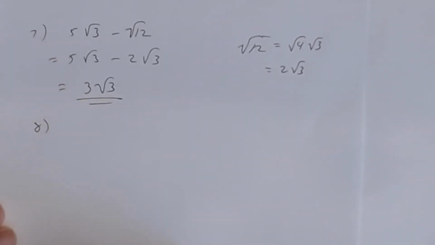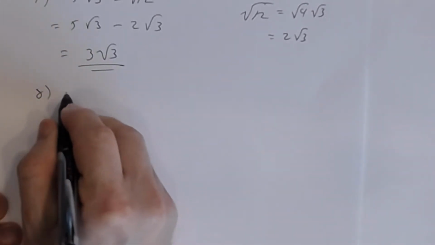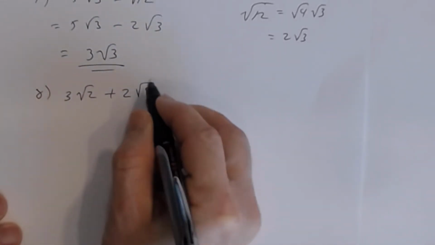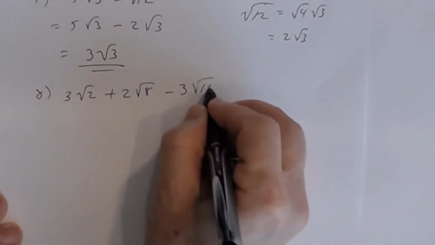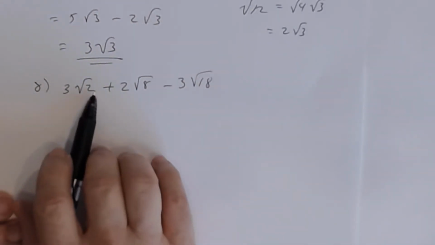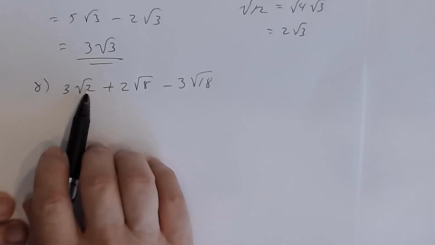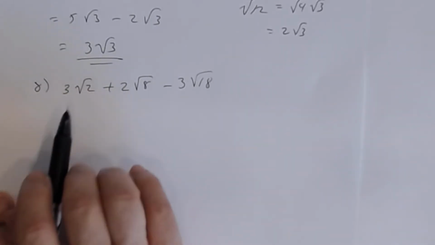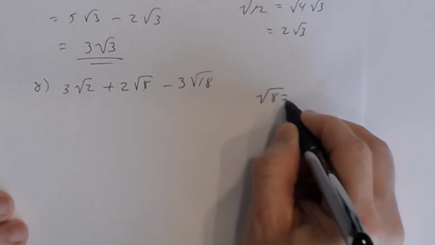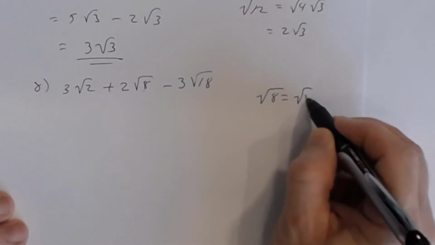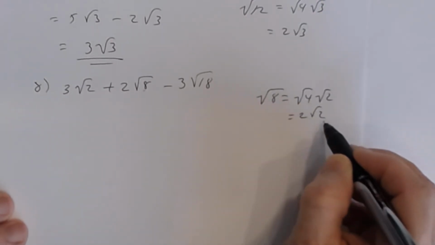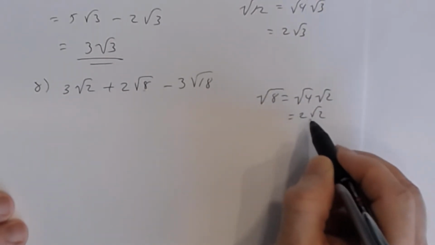Number 8, we have 3 square root of 2 plus 2 square root of 8 minus 3 square root of 18. All right, so again, I cannot simplify this one because the only perfect square that goes into 2 is 1. But I can simplify the square root of 8 because the square root of 8 is the square root of 4 times the square root of 2. And the square root of 4 is 2, so that's 2 square root of 2. So the square root of 8 is this. So that's going to go here.